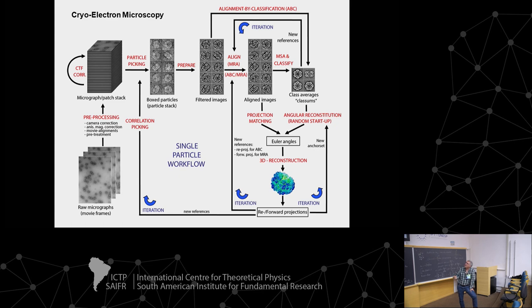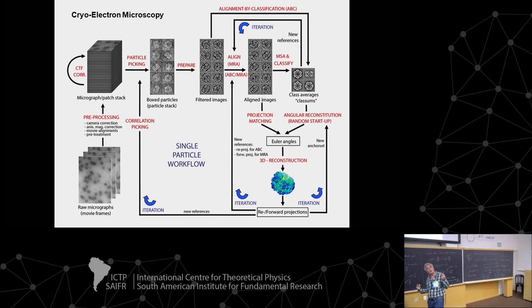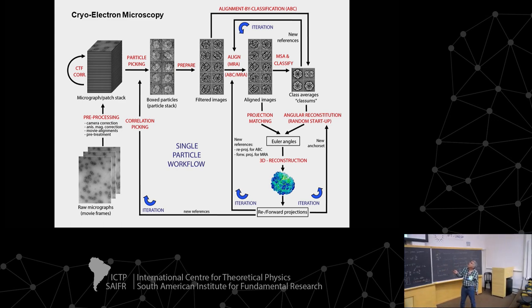So basically what you do is you have movie frames. Instead of individual images, you have movie frames, you stack them up and you align them, and then you see particles, and you pick the particles and you try and align the particles, aligning hundreds or thousands or tens of thousands or hundreds of thousands of particles, even though each particle's image is very, very low signal to noise. If you're aligning thousands and thousands of particles, then you can actually get an image.